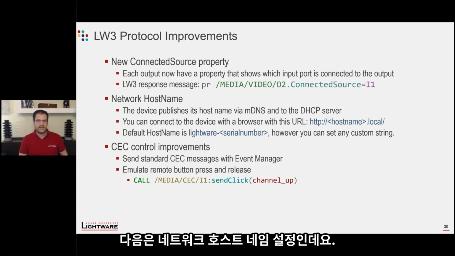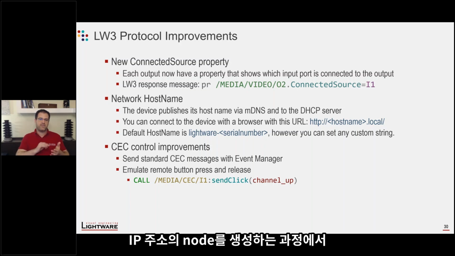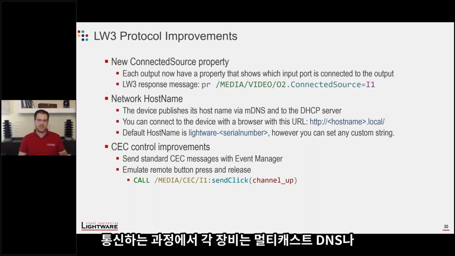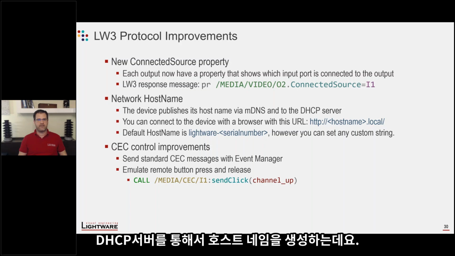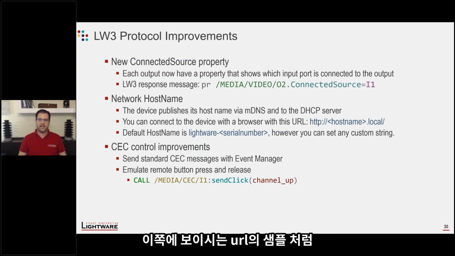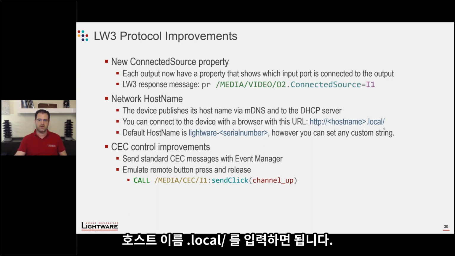The second one is the network host name, which is quite interesting as well, that in many cases you have to make a note of the IP address of the device if you want to open up a browser and connect to the device. However, we have introduced this feature, so now the device publishes its host name via multicast DNS and also to the DHCP server if there is one on the network, and it helps you to easily connect to the device via web browser. Just type a URL with the syntax seen here. Just type the hostname.local/ and then you will be able to see the device there.